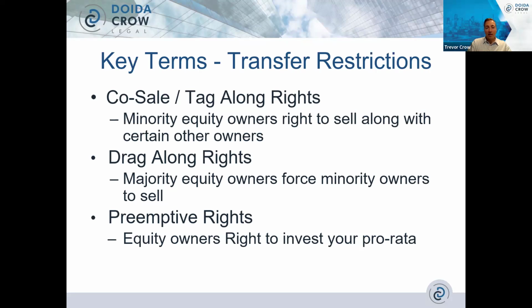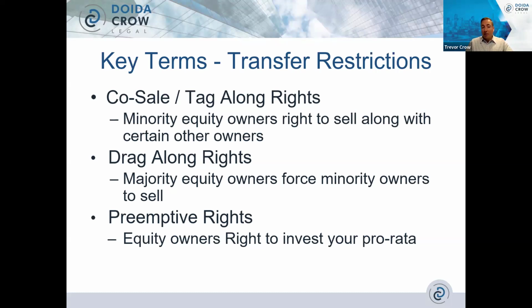And then the opposite side of that is these co-sale or tag-along rights. You see those terms used almost synonymously, even though they are a little different. But really that allows the minority equity owners to sell along with certain other owners. So again, if maybe the founders or the majority owners want to sell, then the tag-along rights would be the opposite of the drag-along. That would say we can force you to sell our shares along with your shares to whoever's buying them. And so that's the opposite end there.